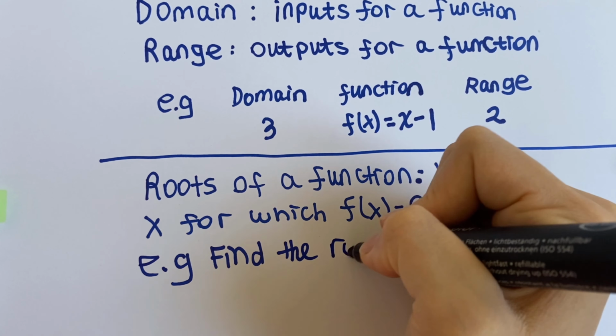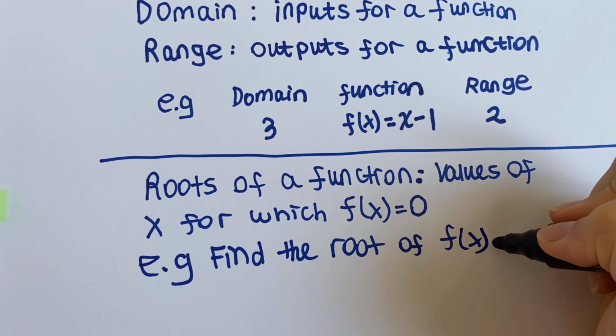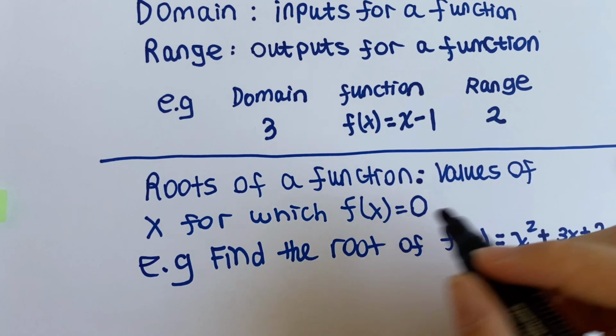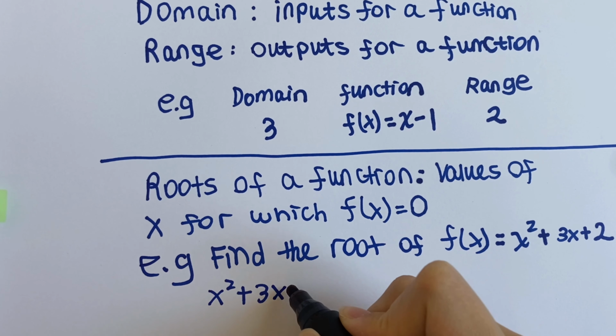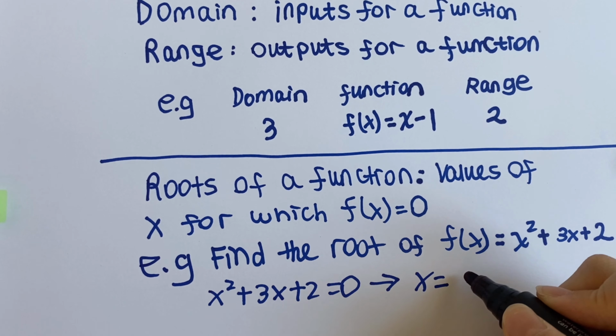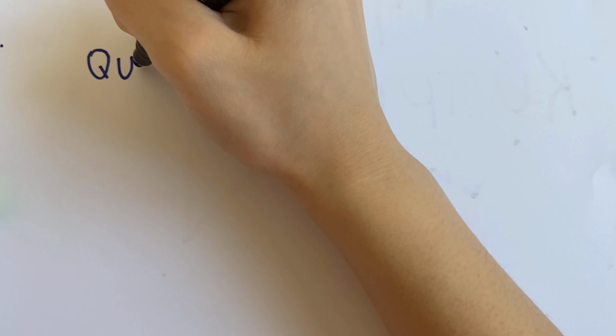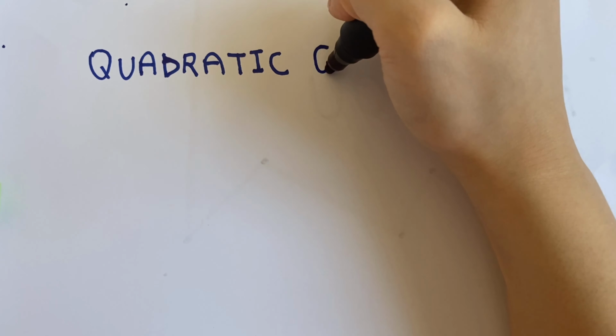If we need to find the root of x squared plus 3x plus 2, then we will have to set it equal to 0. Then we will factorize it, and we will get that x equals -1 and x equals -2. Now we're going to look at how to draw a quadratic graph.